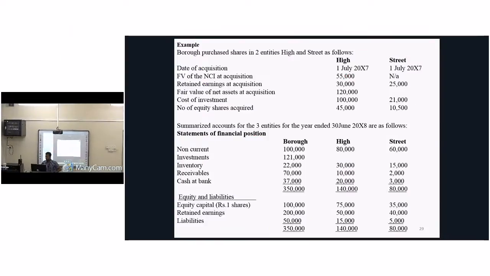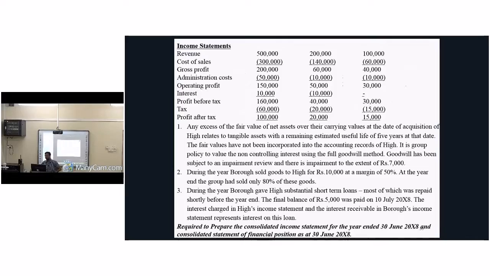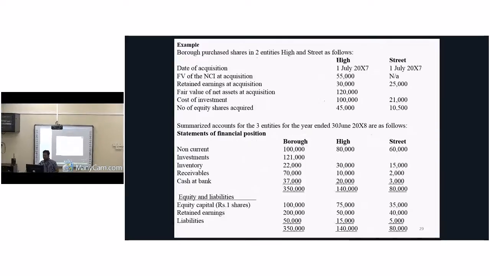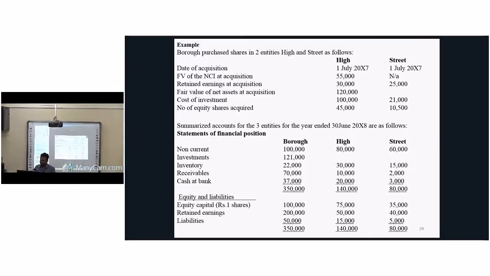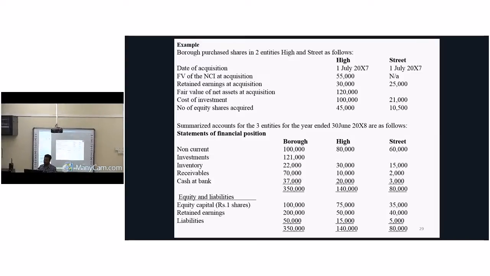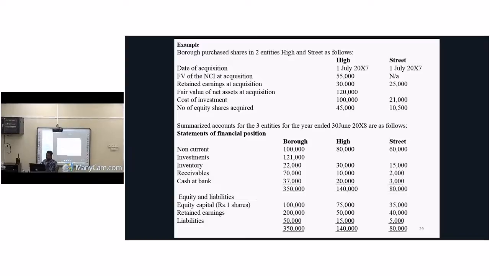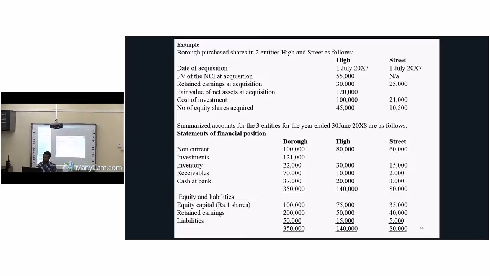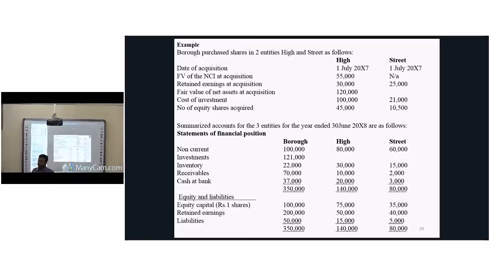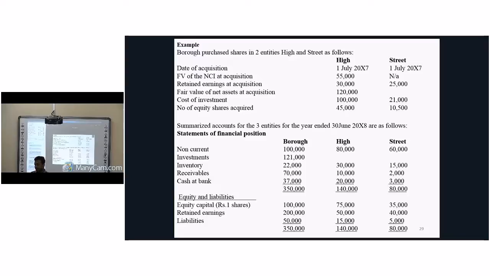I have given one question there. I'll discuss this question because it has everything that we have learned up to now. In this question we have the statement of financial position, the income statement, and all adjustments that we already learned for the balance sheet as well as the income statement. Also we have an associate. Everything together we have in this last example. You just try at home and come for the next class.